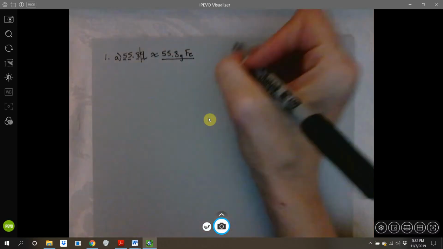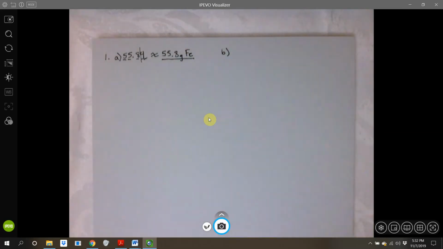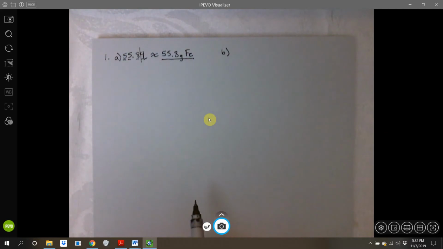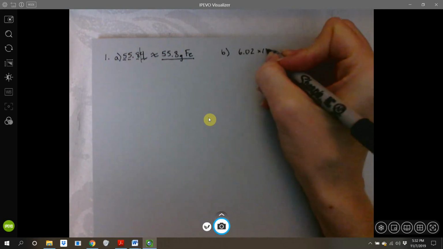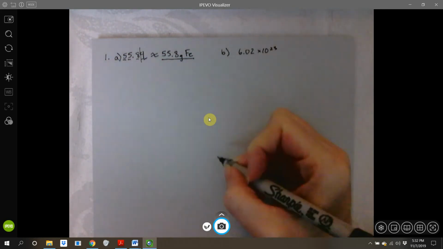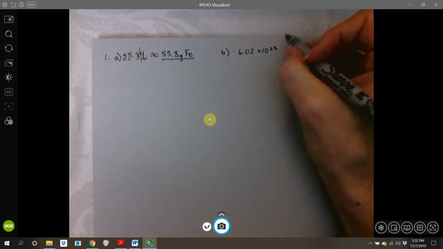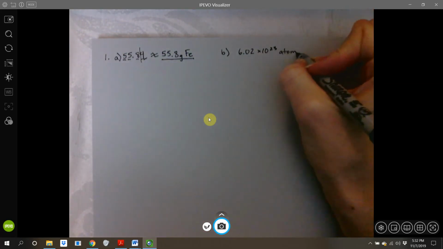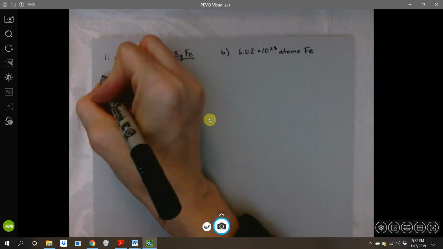Now, 1B asks us, how many atoms is this? If we have 1 mole of something, doesn't matter how much it weighs or what the mass is, 1 mole is always 6.02 times 10 to the 23 of whatever we're counting. So we're counting iron, so we'll say atoms of iron, right?